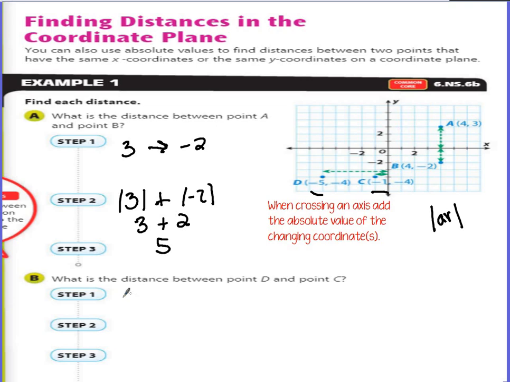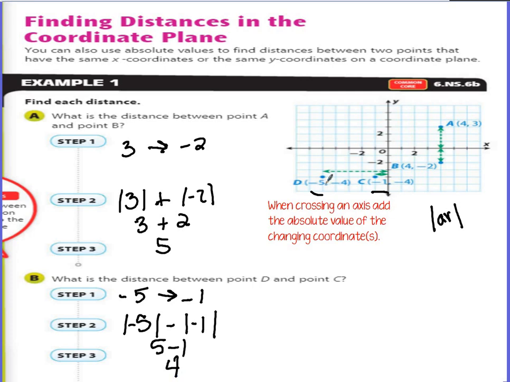Again, I want to figure out which ones are moving. So I'm going from -5 to -1. What I can do here is take the absolute value of the -5 and subtract the absolute value of the -1. I'm going to take the larger absolute value and subtract the smaller absolute value. I end up getting 5 minus 1, which gives me 4.